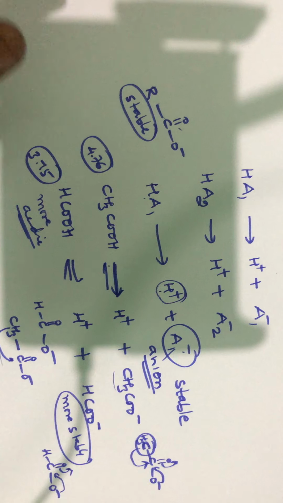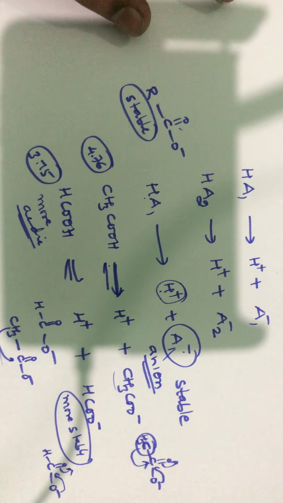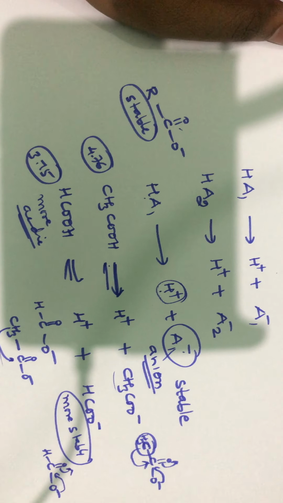That is the stability of the anion formed. If the anion formed after releasing a proton is more stable, then the corresponding acid will be more acidic. Okay, let us take some other examples also. If there are some electron withdrawing groups present, let us see how the acidic nature will change.